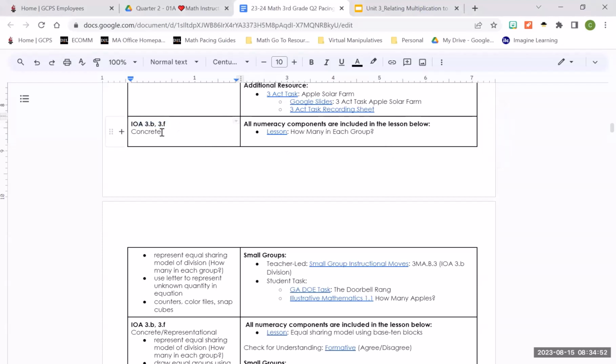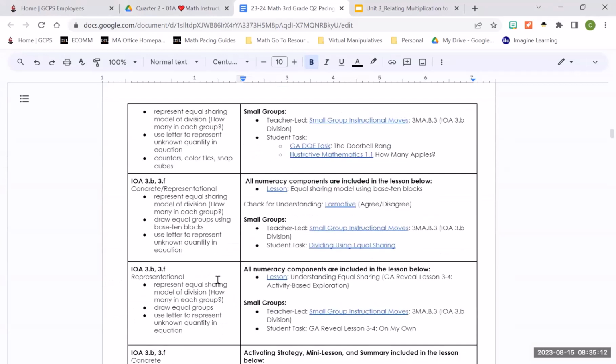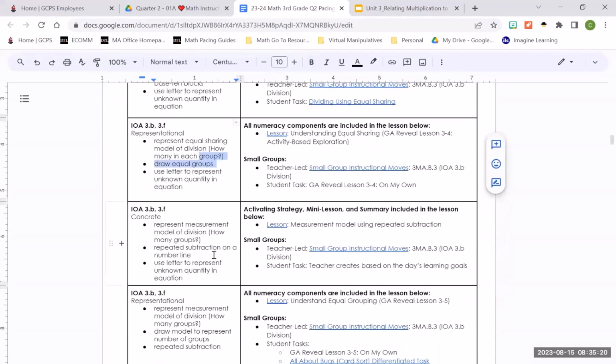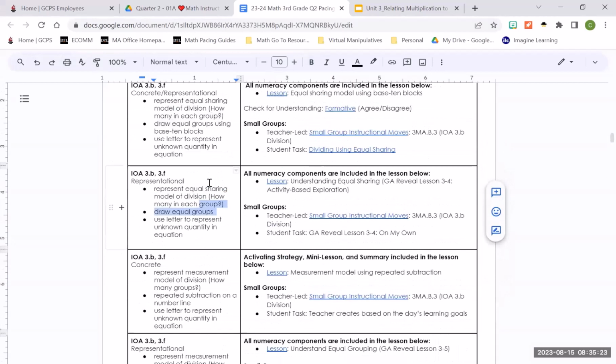You will begin at the concrete phase of learning using manipulatives such as counters, color tiles, and snap cubes to model and solve equal sharing division problems, focusing on the equal sharing forming group strategy. Students progress to the representational phase of learning, where they draw equal groups. Students will work through the CRA learning progression while only focusing on the equal sharing problem type.